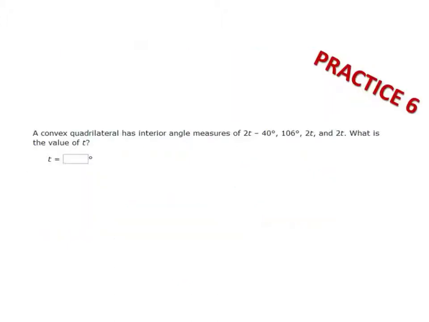Here's your final practice problem. A convex quadrilateral has interior angle measures of 2t minus 40, 106, 2t, and 2t. What is the value of t? Remember, you're looking at a quadrilateral and not a pentagon.